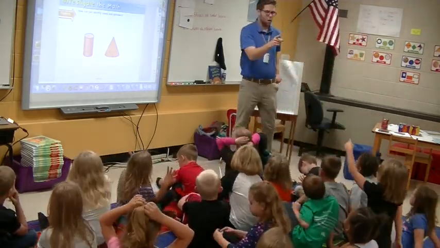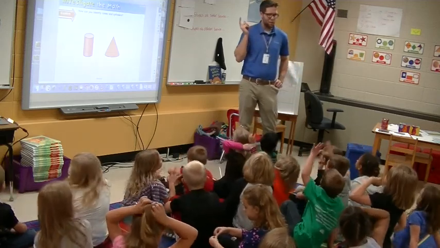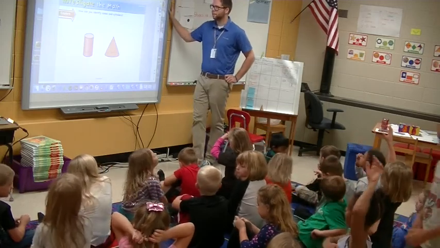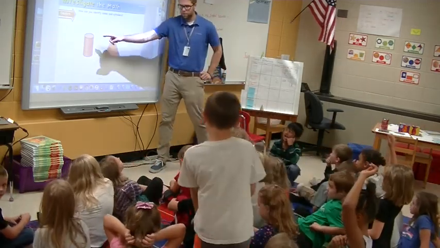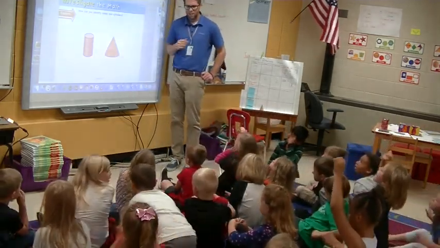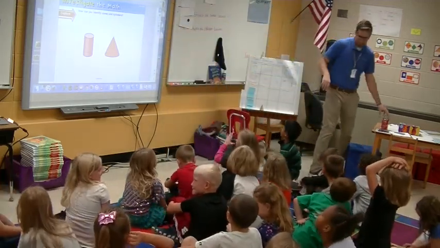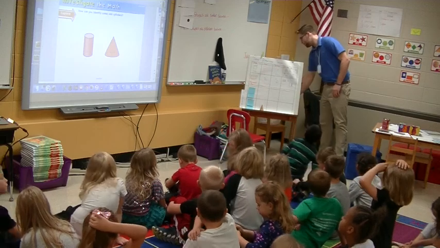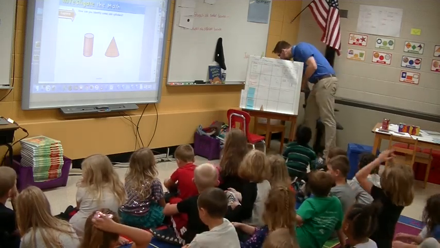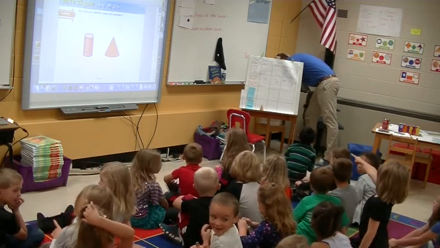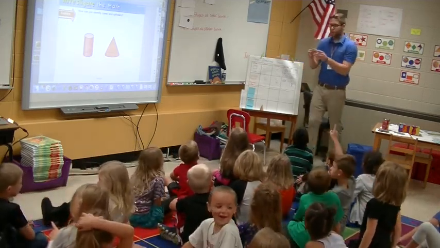A cone. Has anyone ever seen a cone before? Yes. An ice cream cone. Or a traffic cone. Yep, a traffic cone. I will get to that. Or a cone. Or it could be a birthday hat. Boys and girls, look at our shape right here.